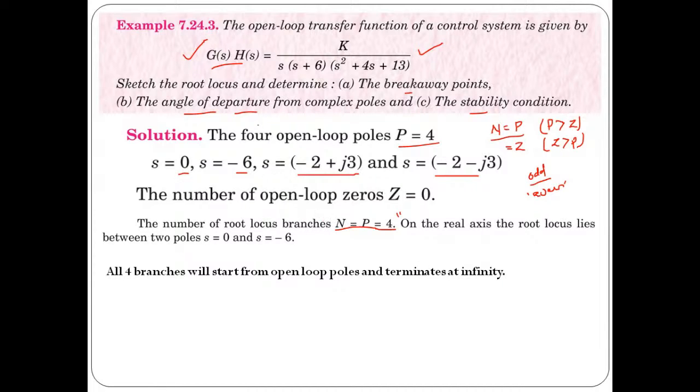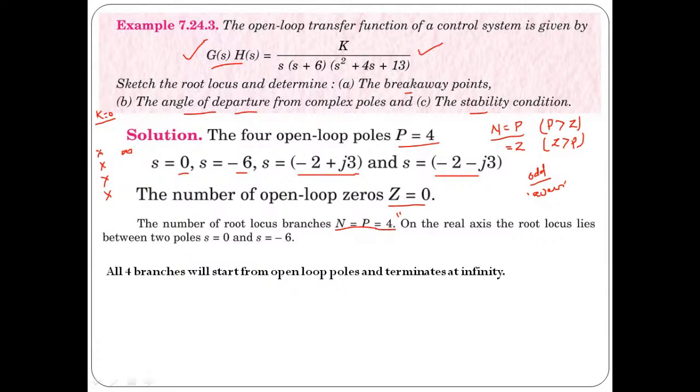So in this particular case, because we have 4 poles like this and no zeros, I told you that the moment we put k equals 0, poles are more dominating in nature. That means by default, all the branches are going to start their journey from open loop poles, and they are trying to move towards the open loop zeros. But in this case, because we don't have any zeros, by default we assume that zeros are available at infinity.